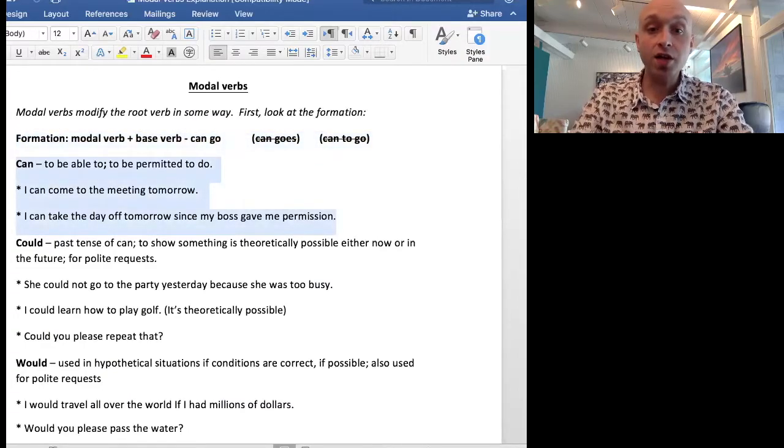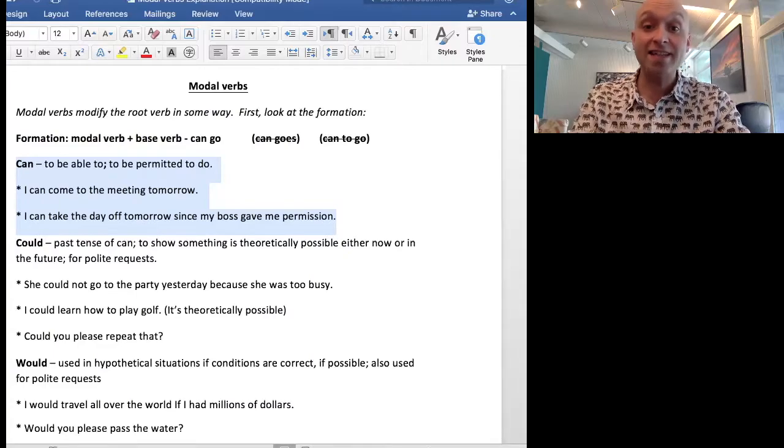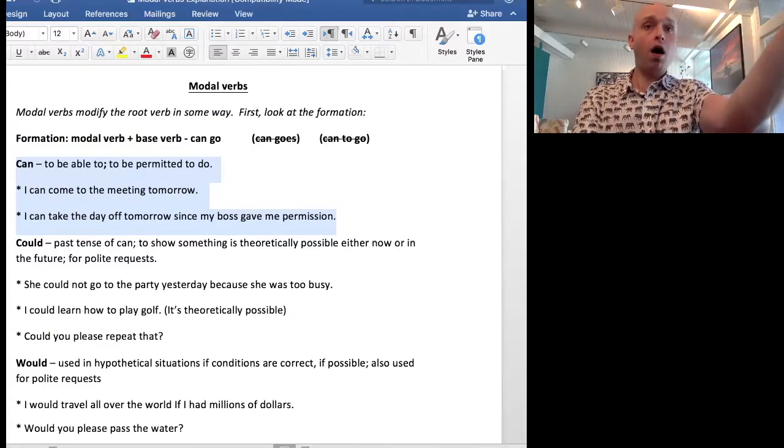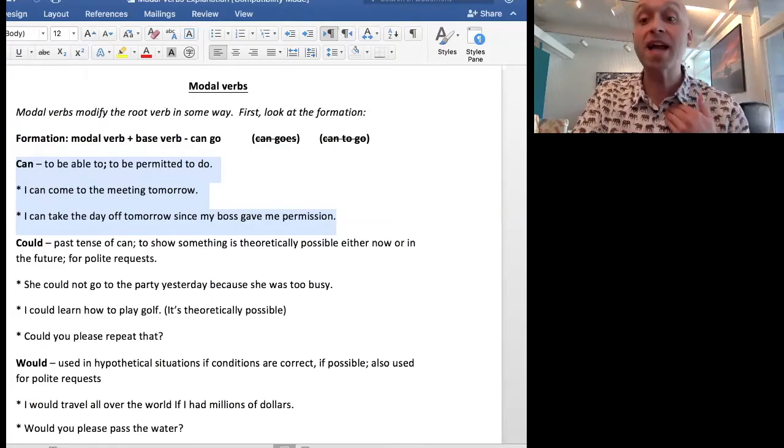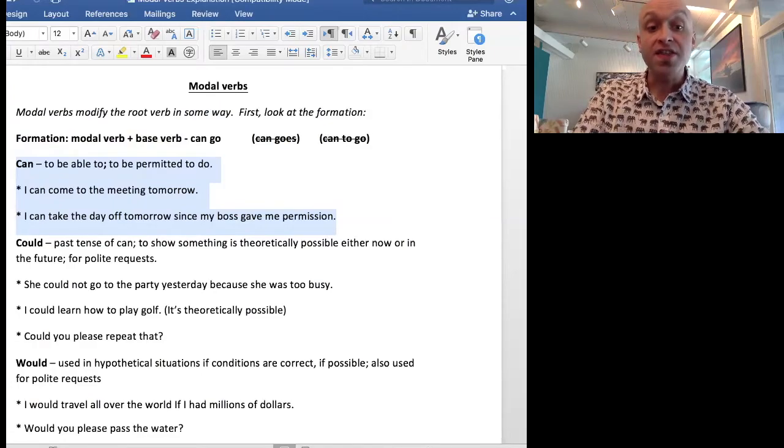Now let's take a look at can, which is probably the most common modal verb. And what can means at its fundamental level is to be able to do something. For example, I can sing. It's terrible, but I can do it. I'm able to do it. The second meaning is to be permitted to do something or allowed to do something.